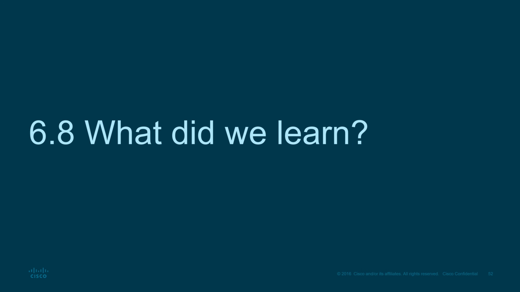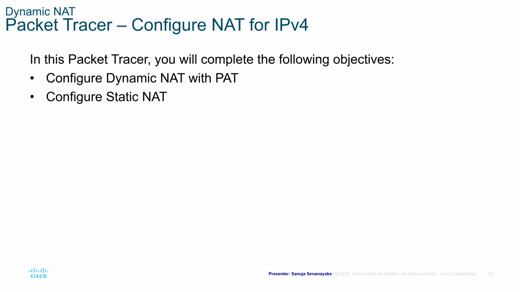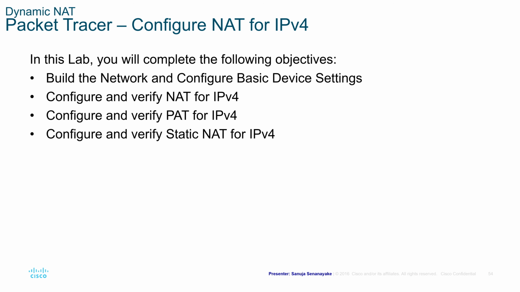So that would bring us to the end of this lecture. I'll introduce you to a few more Packet Tracer files, as well as go over what we have covered. There are two Packet Tracer files called Configure NAT for IPv4. If you have access to these files through your Cisco NetAcad, please go ahead and do it. If you do not, I will try to find copies of those files and post them to my sanuja.com website so you can download and do them.